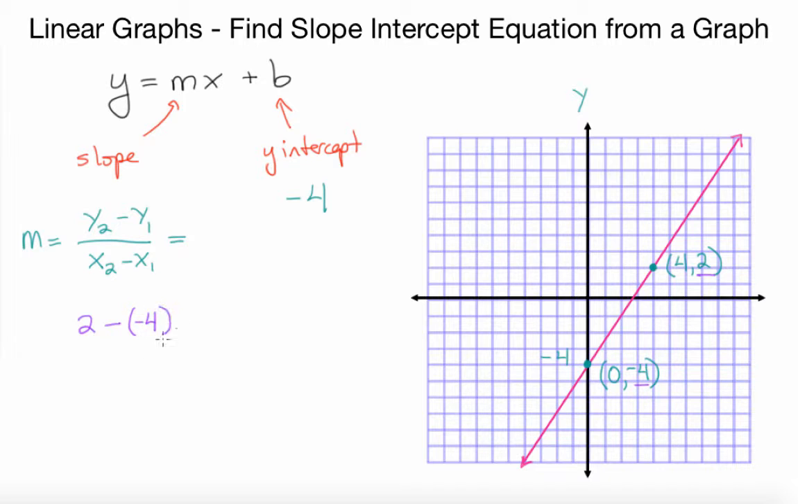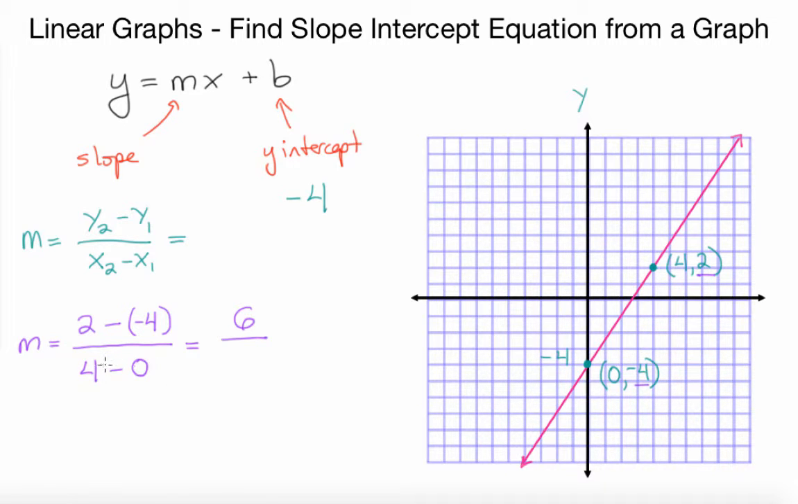Be careful with all your negative values. I like to use parentheses to help me not flub those things up. So 2 minus -4. I'm also going to have 4 minus 0. I've got to subtract the x values. So let's see how much change is going on there. All right, so that's going to help us find our slope. So 2 minus -4 is 2 plus 4, which ends up equaling 6. So between those 2 points, our y values increase by 6.